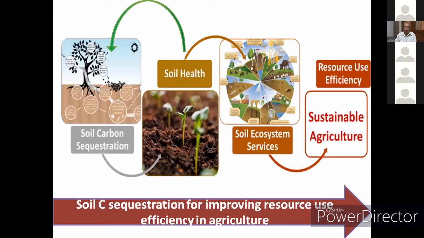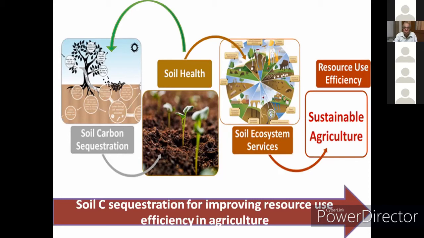How are they interlinked? Look at this. I will discuss how this improves carbon sequestration in soil, how this carbon sequestration ultimately affects our soil health, how soil health affects soil functions, and how soil functions affect the ecosystems. Now let's talk about how they affect our resource use efficiency, which is key to sustainable agriculture, or what we call sustainable development goals, to increase productivity and resource efficiency.